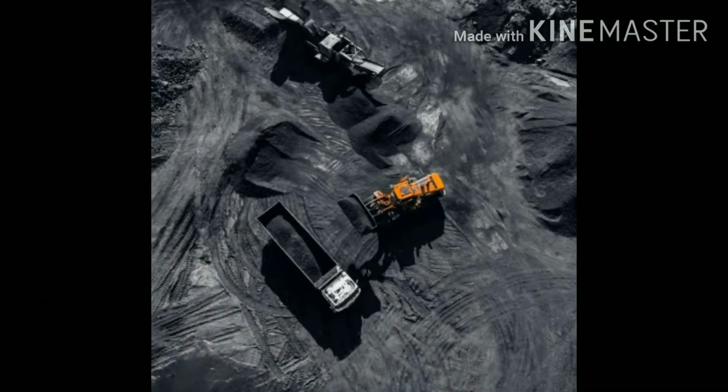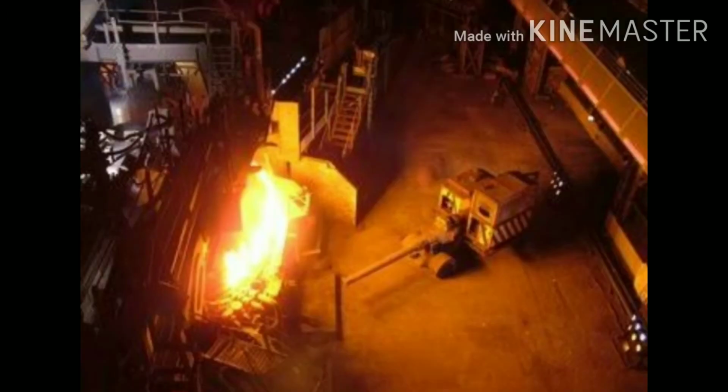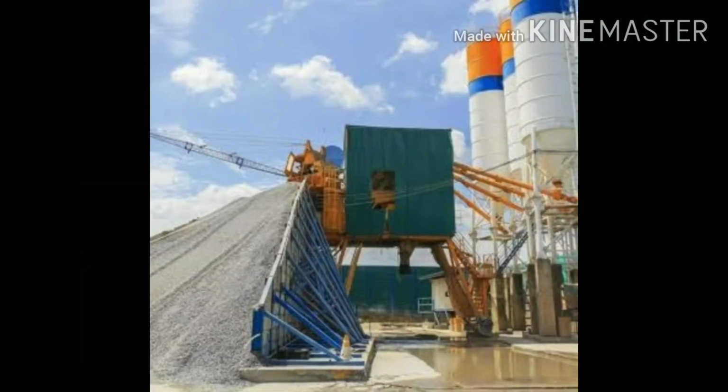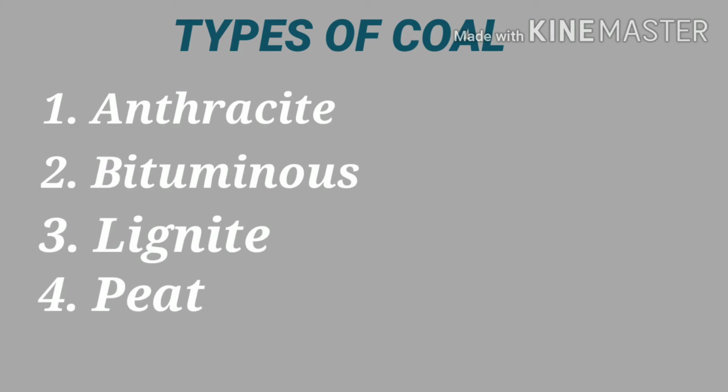Coal is the main source of power generation in India. Most of the industries, for example, iron and steel, and a variety of chemical industries depend upon the availability of coal for their intake of power. Depending upon the percentage of carbon present, four varieties of coal are available.